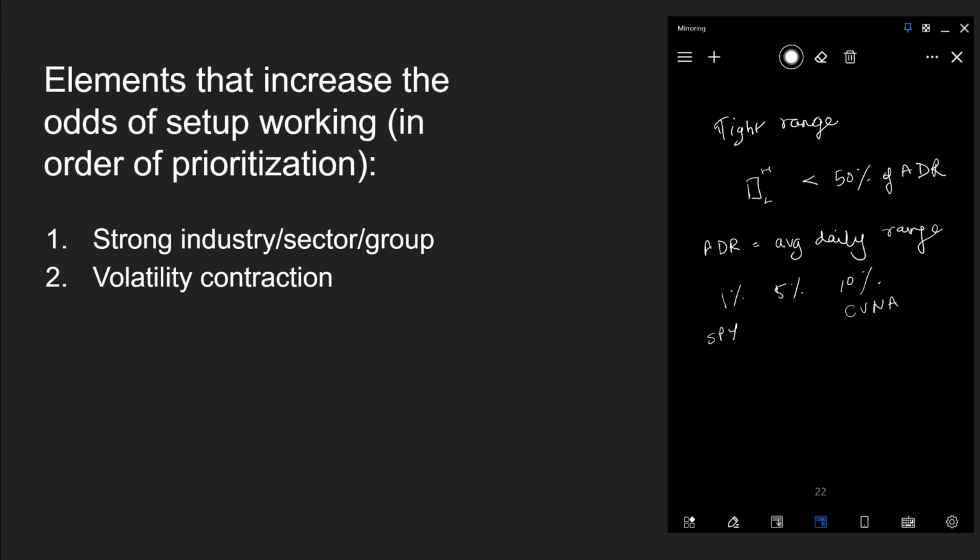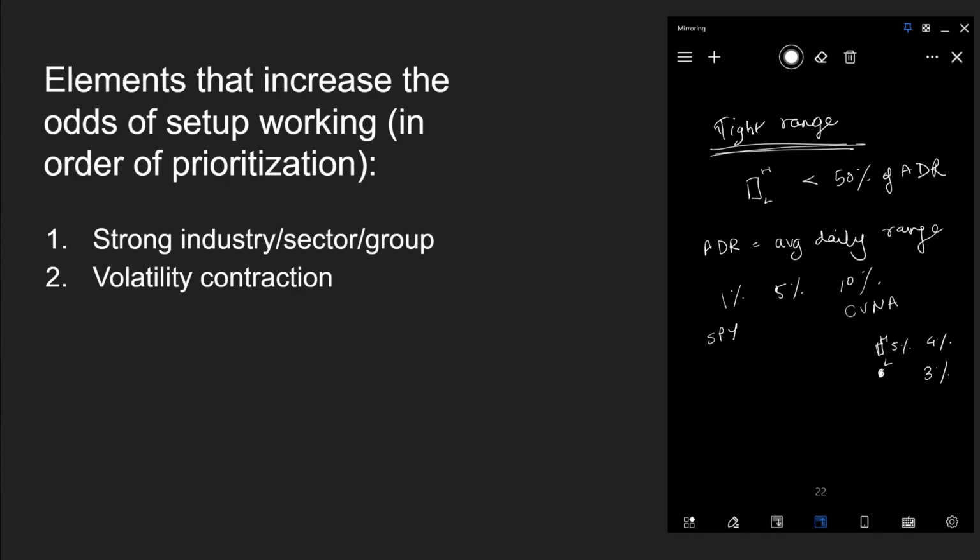Now, if the stock on a particular day has made less than 50% of its ADR. So say, for example, Carvana generally moves 10% every day, and on a very particular day, it's only moved 5%, high minus low, or even 4% or 3%, then there is a tight day, a tight range day. And the way that I would see it on my chart is with the white dot below it.